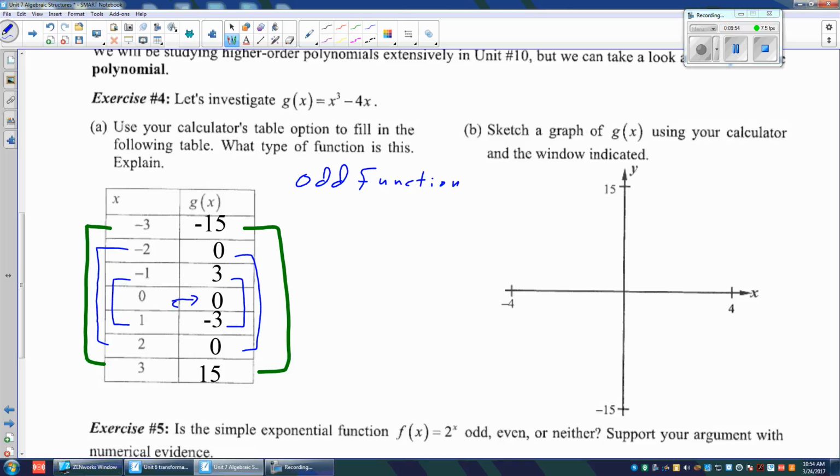Sketch and graph using your calculator in the window indicated. Okay, so it crosses right around 2, negative 2, sorry, goes through 0, goes through positive 2, and up.